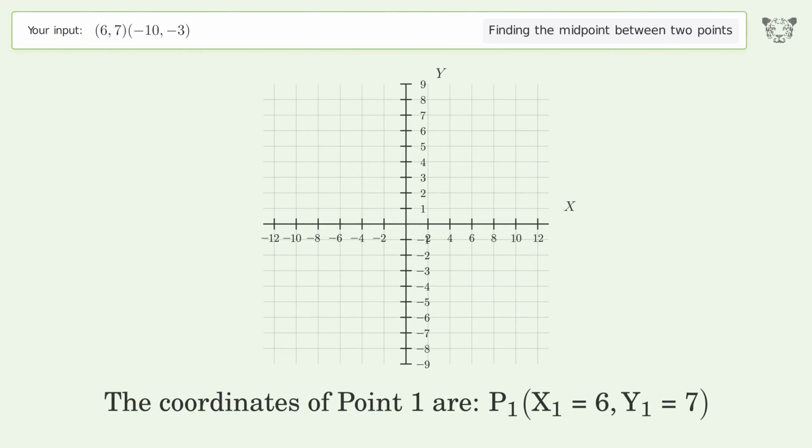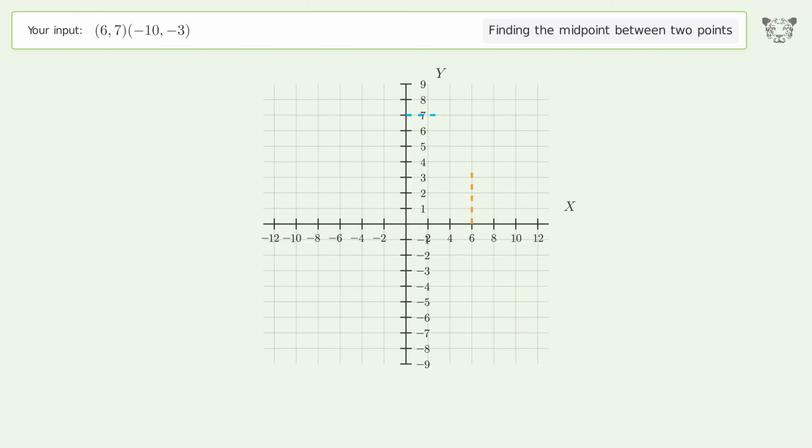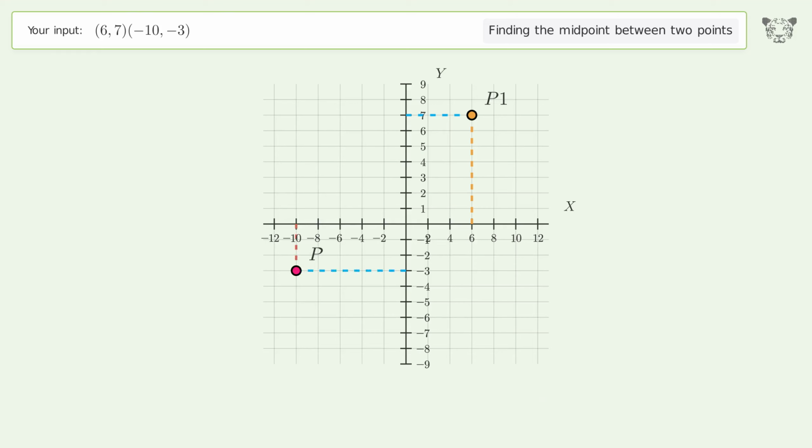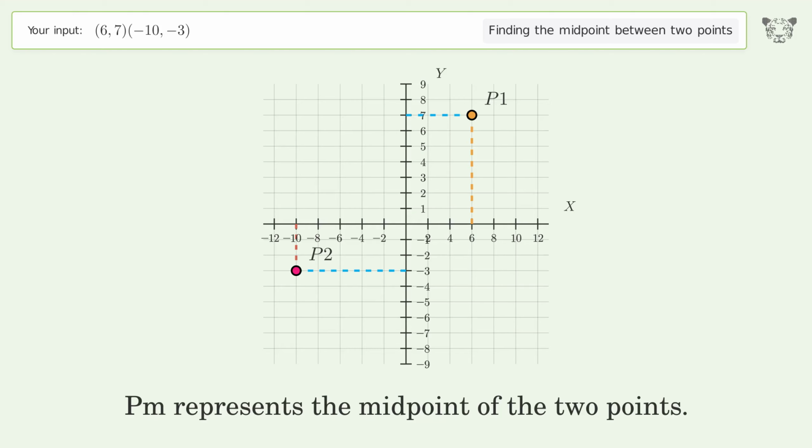The coordinates of point 1 are x1 equals 6, y1 equals 7. The coordinates of point 2 are x2 equals -10, y2 equals -3. PM represents the midpoint of the 2 points.